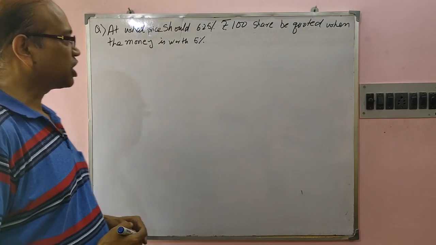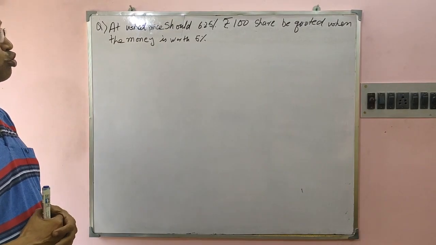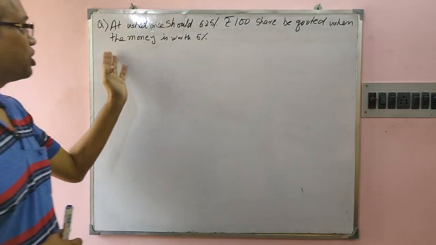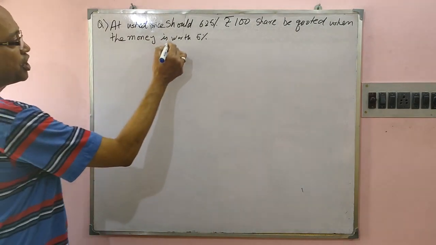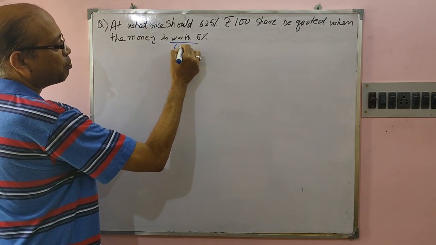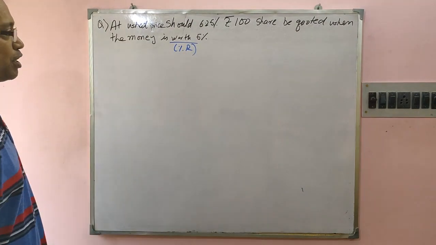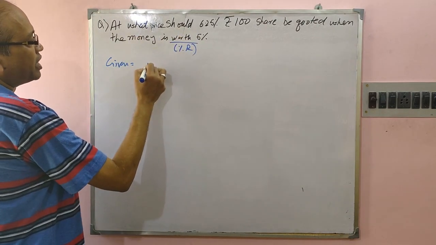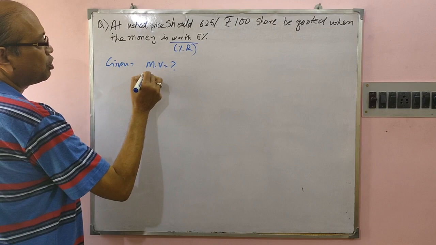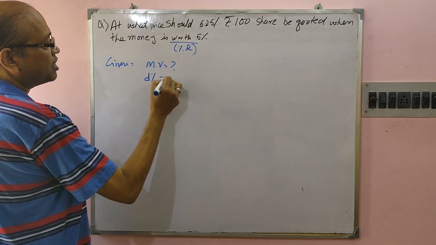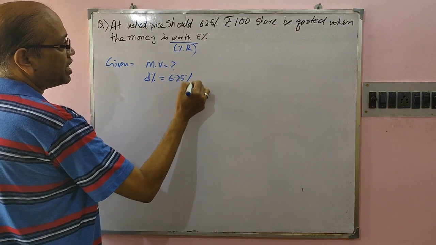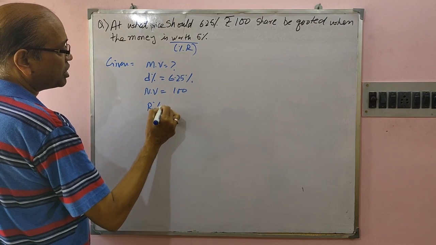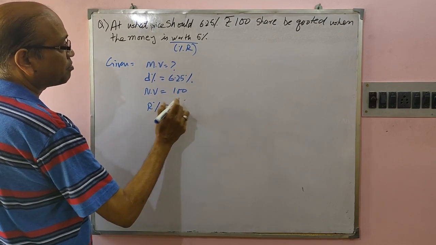Is it clear? The next numerical. At what price should a 6.25% rupees 100 share be quoted when the money is worth 5%? Here, worth means it is percentage return or return percent. Please note that. What is given? At what price? That means market value is to be found out. Given D percent is 6.25%, nominal value is 100, and R percent is 5%.